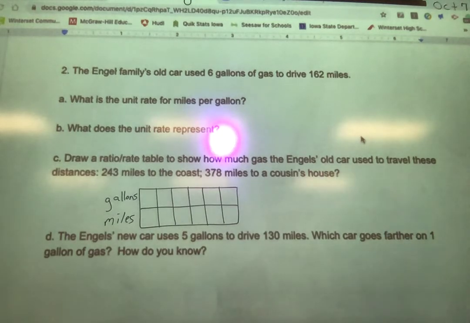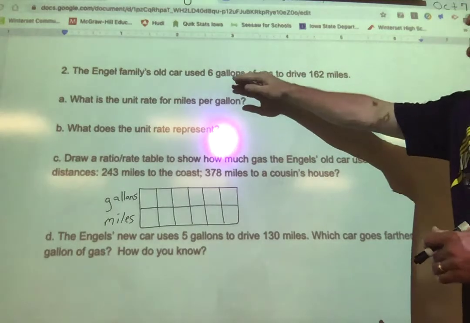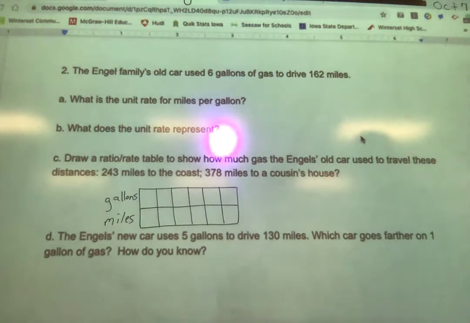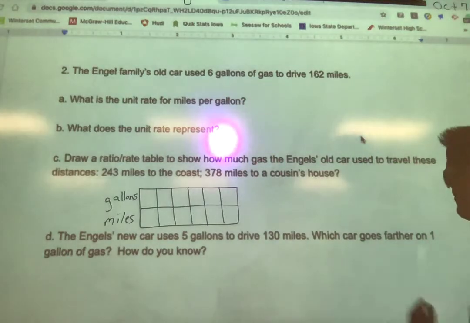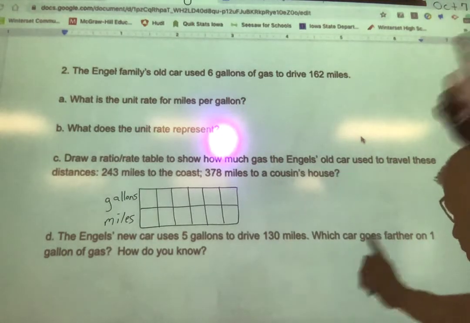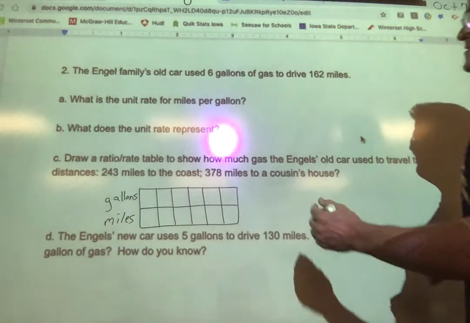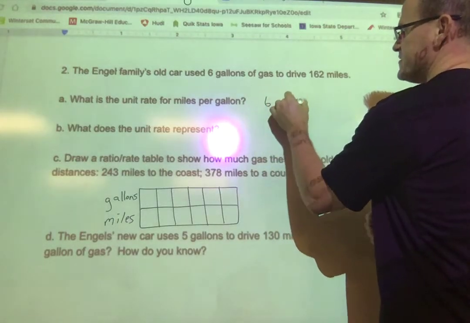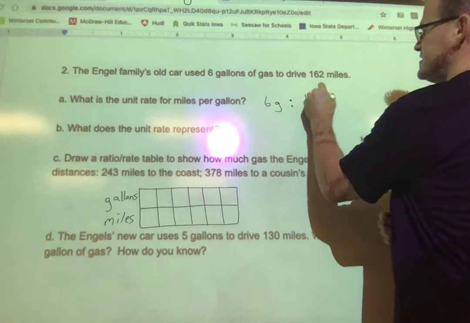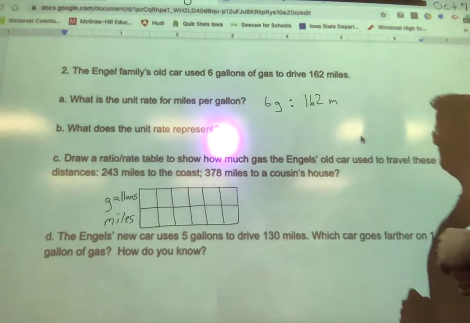Okay, so there's our rate. Every 6 gallons, they go 162 miles. So what they want to know is what's that unit rate. Again, we talk a lot about getting it down to that unit rate, which means get it down to 1 gallon, something with a 1 in it. Okay, so far I've got 6 gallons. I'm going to go ahead and put the label by it, by 162 miles.